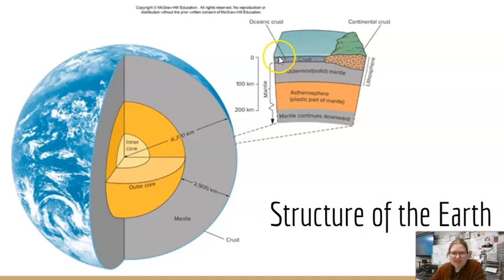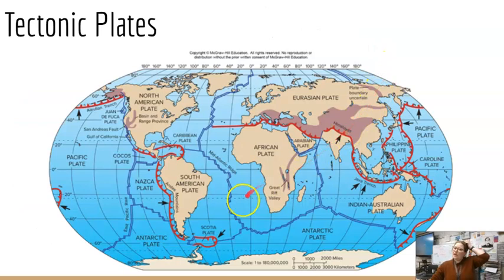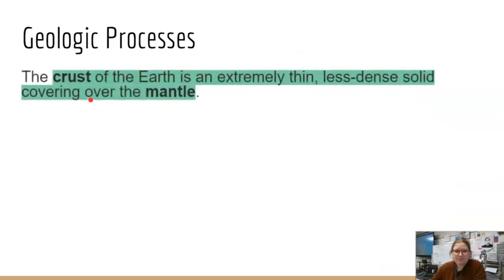So this is the crust, and this thin blue right here is the ocean. We have oceanic crust, that's under the ocean, and continental crust, that is under the continents. And the outermost mantle, that's solid, and the crust make up the lithosphere. The crust on Earth is broken up into different plates, kind of like puzzle pieces, and these are the tectonic plates. The crust of the earth is an extremely thin, less dense solid covering over the mantle, kind of like an eggshell over the egg.